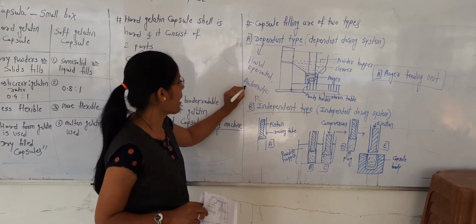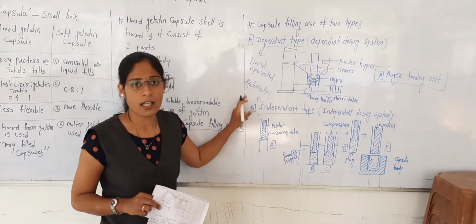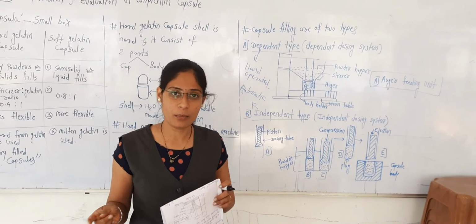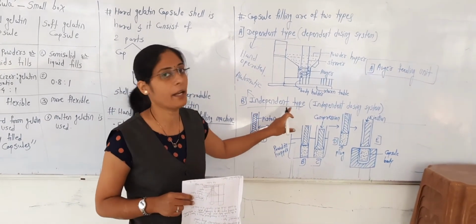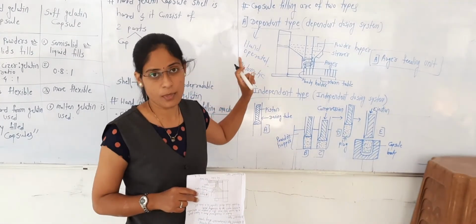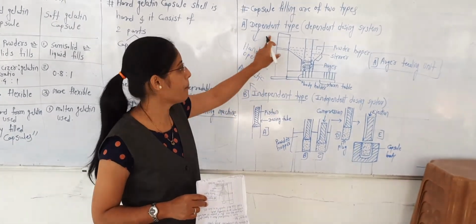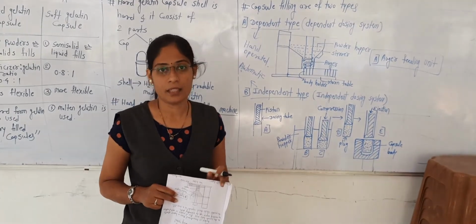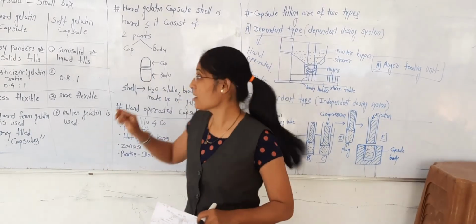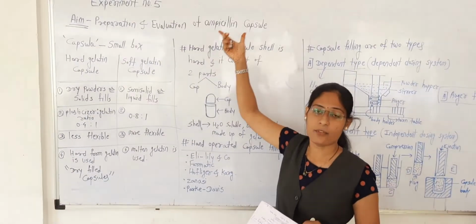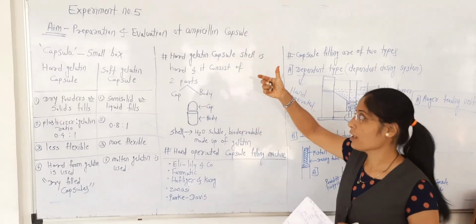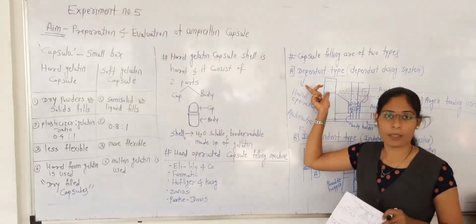These automatic capsule filling machines are used in industry. In industry they use automatic capsule filling machines, so their method is the independent type. But at lab level we use the hand operated capsule filling machine, so we use the dependent type capsule filling method. In today's experiment we use ampicillin and fill that ampicillin in the empty capsule body. So here we use the dependent type method.